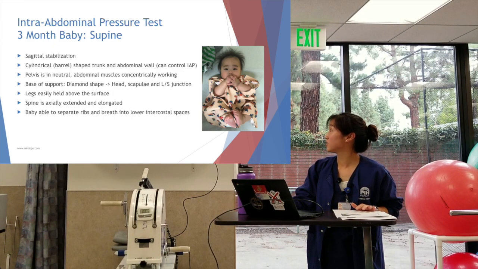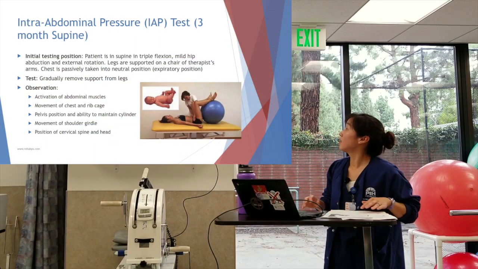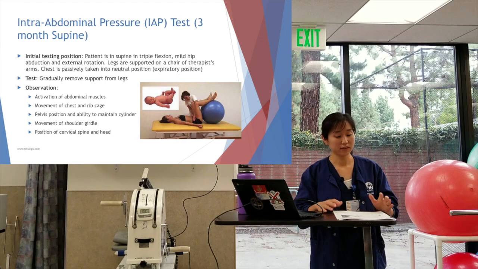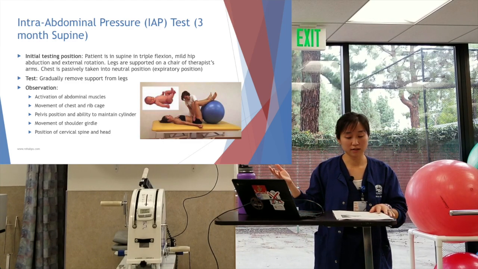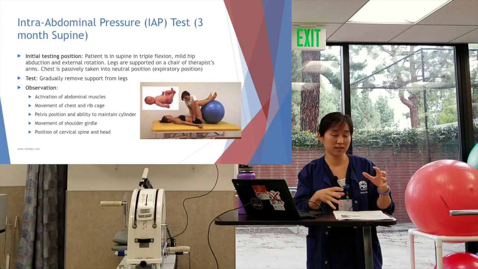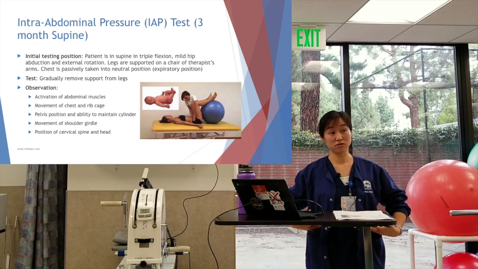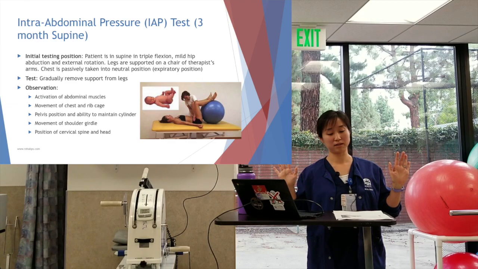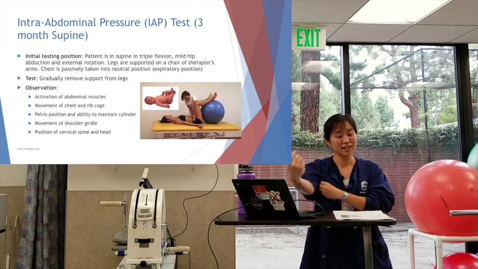So then when we look at the adult, same thing. The test position is patient supine in triple flexion with mild hip abduction and external rotation, and the legs are supported either on the chair or the therapist's legs. Importantly, again for DNS, looking back at the ISSS and intra-abdominal pressure, we need the rib cage to be in a neutral position. If they're starting with the rib cage in inspiratory position and extended, then they're going to fail the test automatically. So you have to try to give them their best chance to pass.